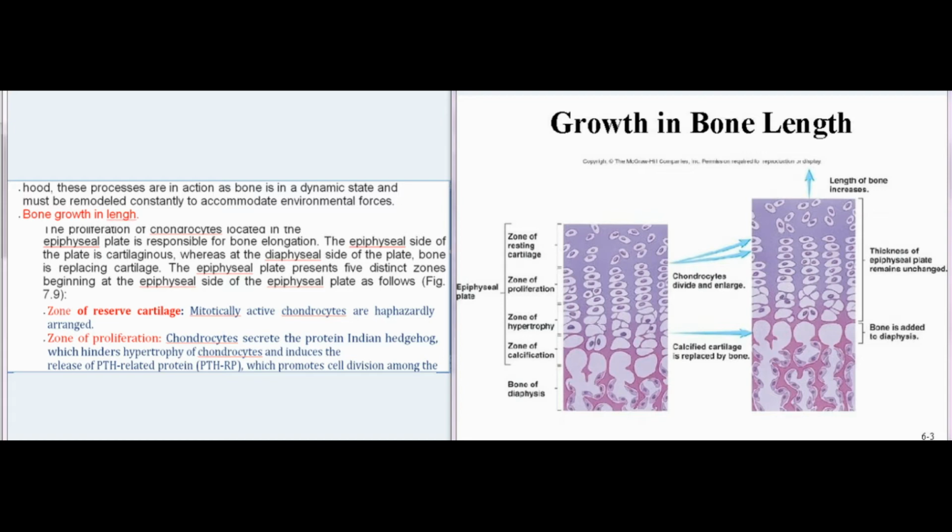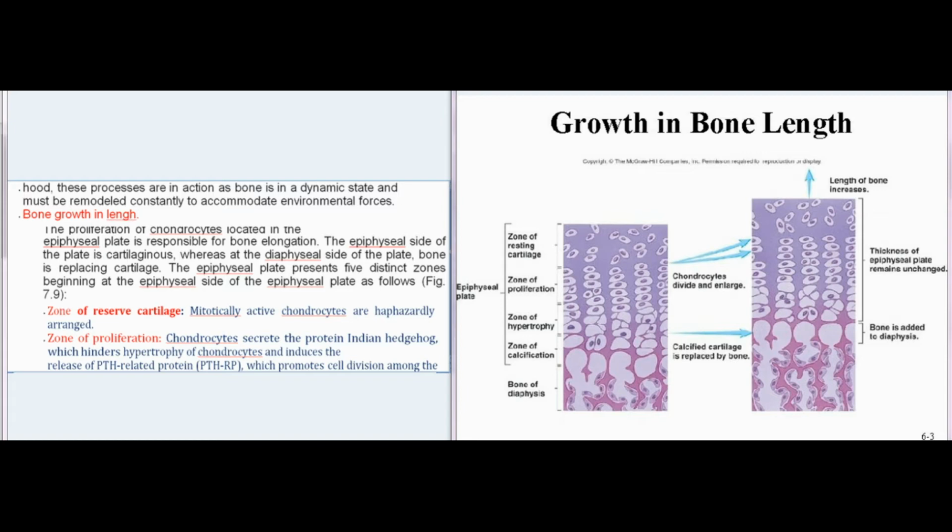The proliferation of chondrocytes located in the epiphyseal plate is responsible for bone elongation. The epiphyseal side of the plate is cartilaginous, whereas at the diaphyseal side of the plate, bone is replacing cartilage. The epiphyseal plate presents 5 distinct zones beginning at the epiphyseal side of the epiphyseal plate as follows: Figure 7.9.